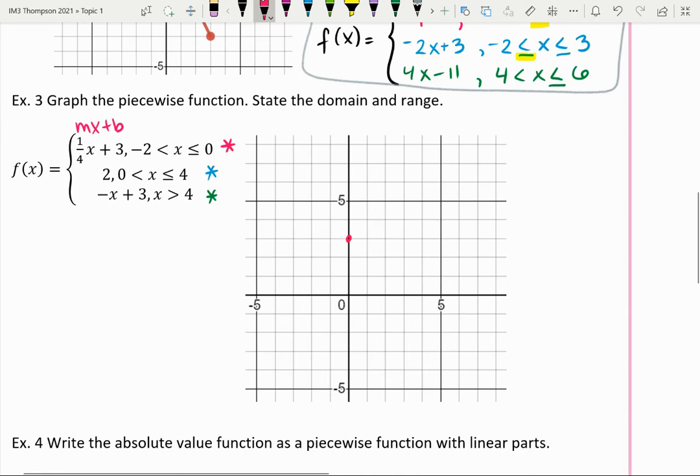So y-intercept of 3. Got it. And my slope is up 1 over 4. Up 1 over 4. And I'm also going to go the other direction. I would recommend if you have a straight edge to use one.